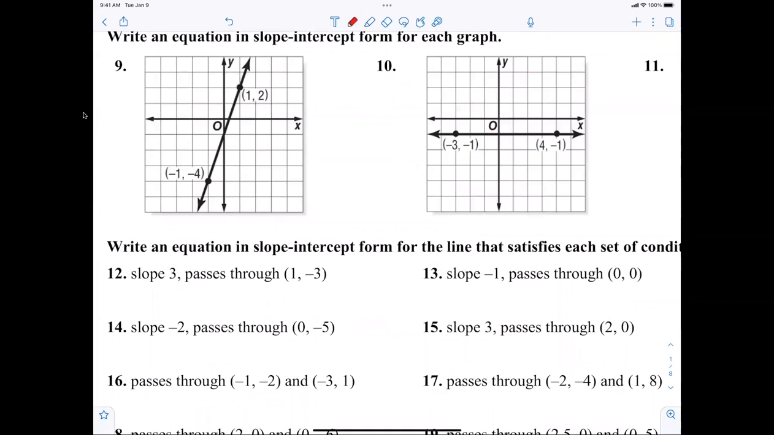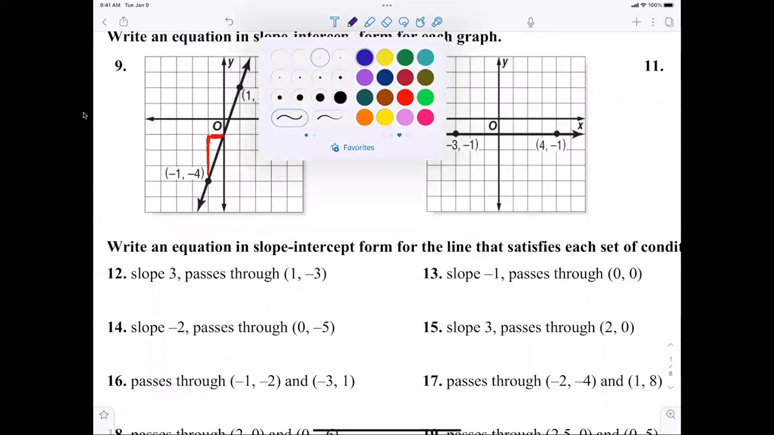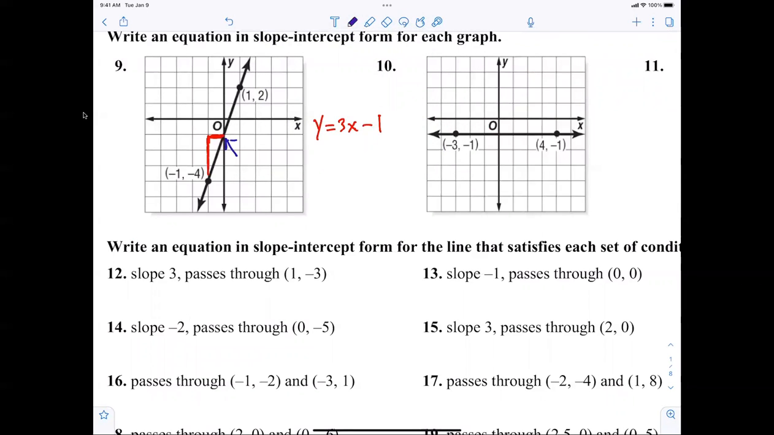Number 9. From the graph, someone tell me what the equation is. Y equals 3x minus 1. The slope is 3 because we go up 3 and over 1, and the y-intercept is -1. Anybody have a problem with that? Anybody have an issue?